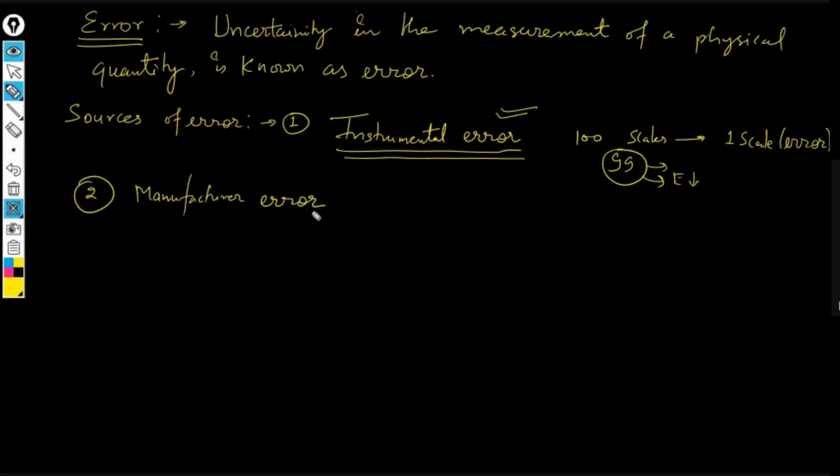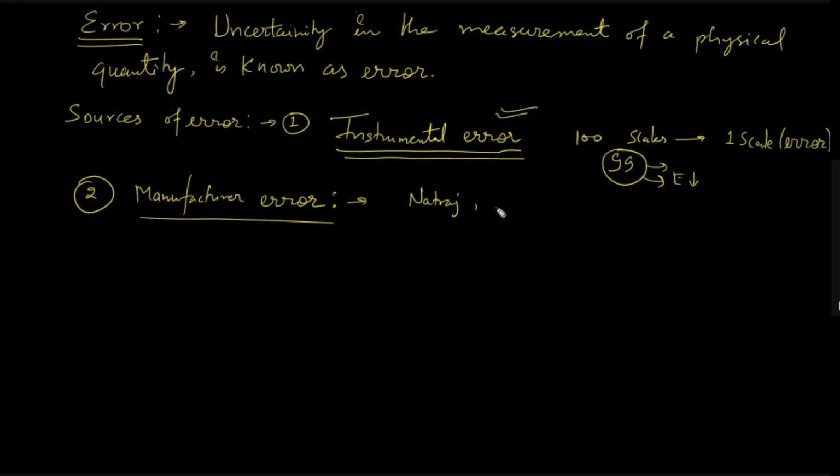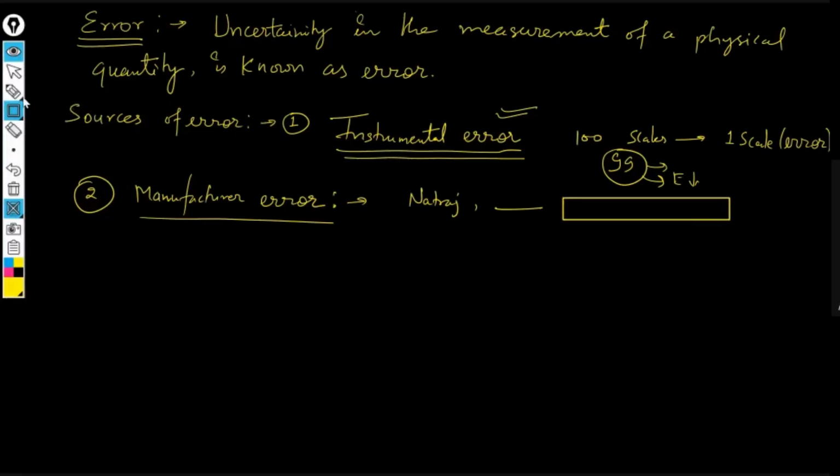Now manufacturer error, what is this? Suppose you are using the scale of Natraj company, or Apsara company, or any XYZ company, right? Do you think, or are you 100% assured that whatever scale they have made of 15 centimeter or 10 centimeter, it is the exact 15 centimeter? Can you tell me, or are you 100% assured about that? Can you believe in that? कोई प्रूफ है कि नहीं मैं मानूंगा कि 100% सही है, 15 सेंटीमीटर इतना ही होता है? No, proof is not there.